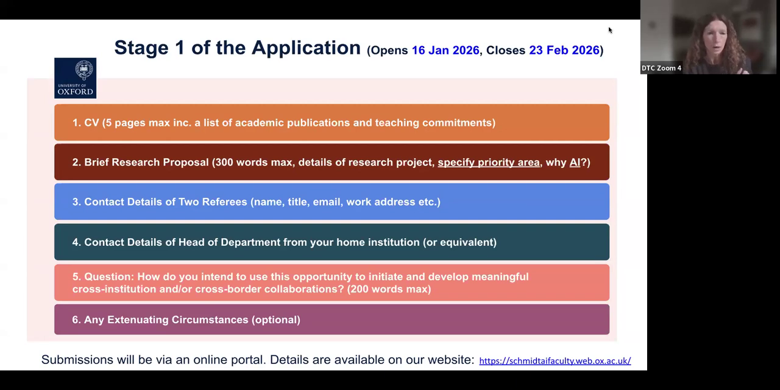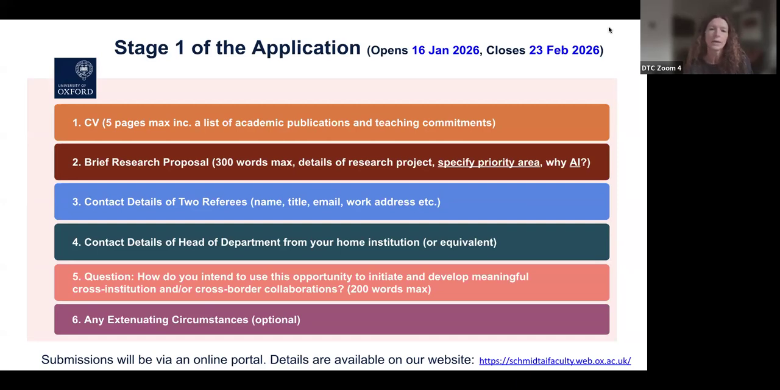At stage 1, we also include a question and ask you to describe how you'd intend to use this opportunity to initiate and develop meaningful cross-institution and/or cross-border collaborations. The reason we ask that question is that the fellowship is focused on setting up new collaborations between institutions who wouldn't otherwise get these opportunities. So that question is to really prompt you to share your ideas on how you would embrace that opportunity within the fellowship.